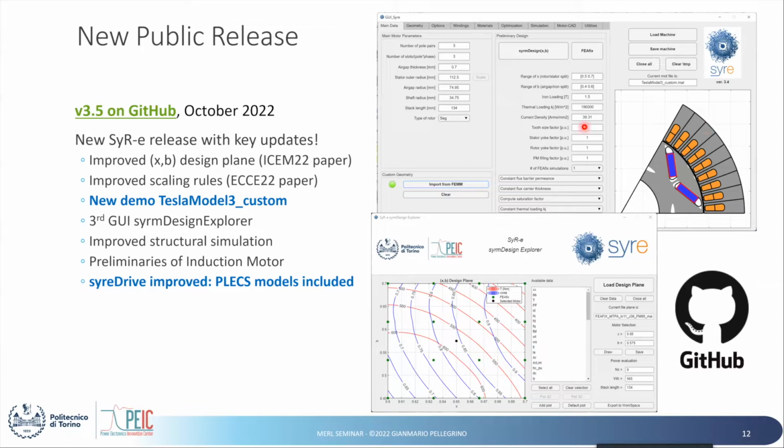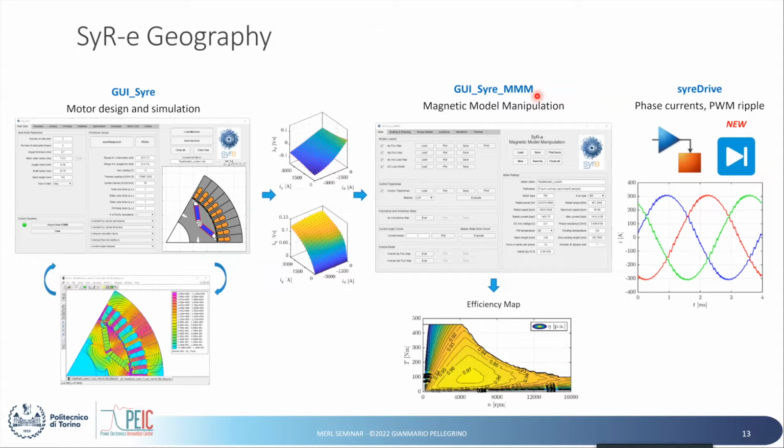This is an interior permanent magnet rotor, and this resembles closely the geometry of the Tesla Model 3. So the software consists of two main GUIs. The main one is for inputting the parameters and building the geometry and quickly simulating in finite element where needed. And then when the design is done, we do the mapping of the motor. So we identify the motor mainly through the flux linkage maps, so flux linkage versus dq currents in the rotating frame synchronous to the rotor.